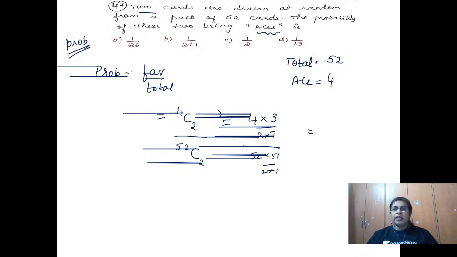So when I simplify, 2 into 1 cancels. Therefore, I'm getting 12 by 52 into 51. When I simplify, I'm going to get the B option, 1 by 221.